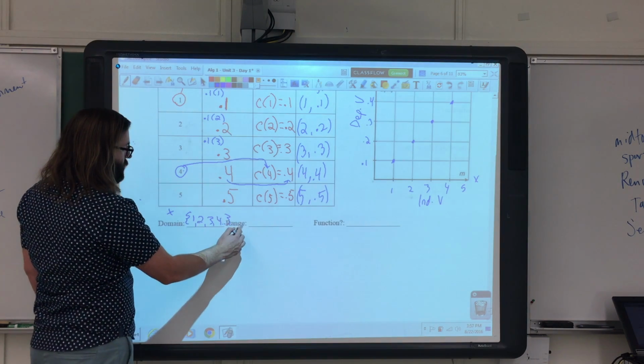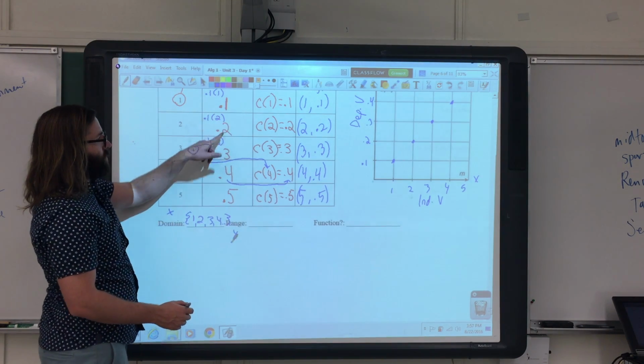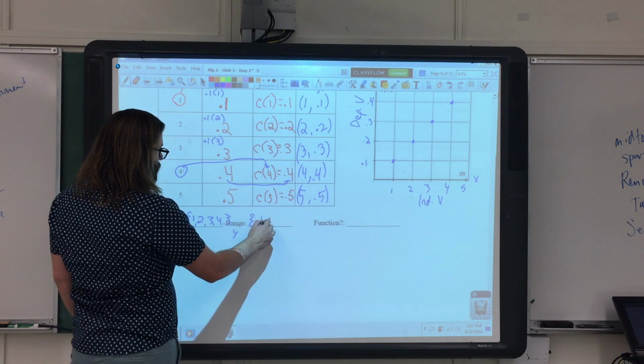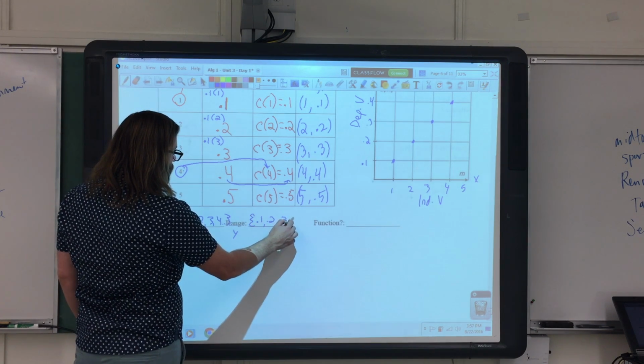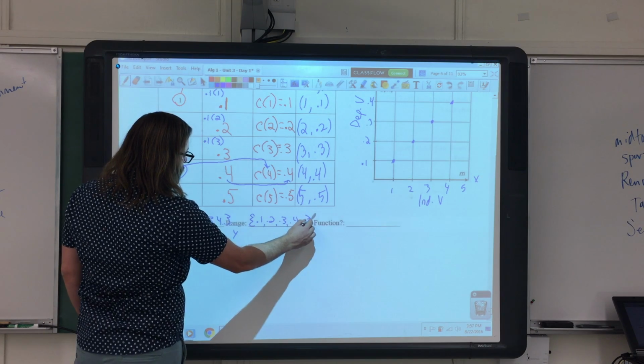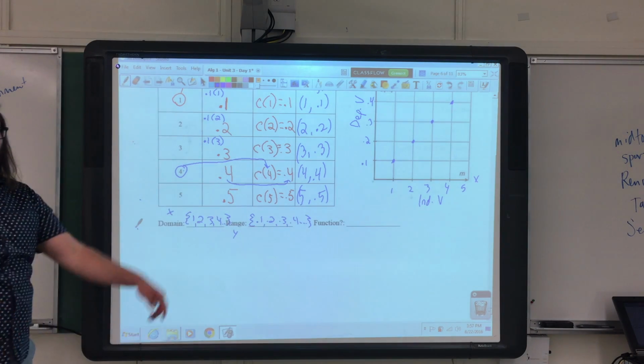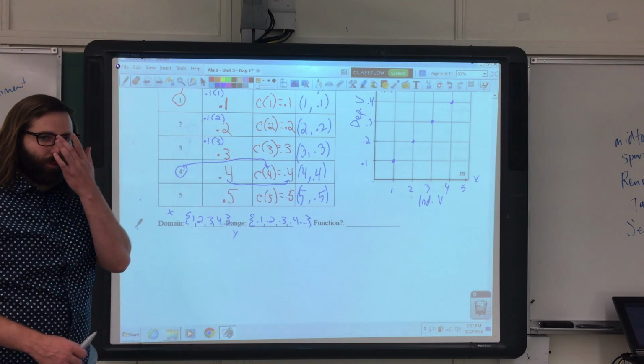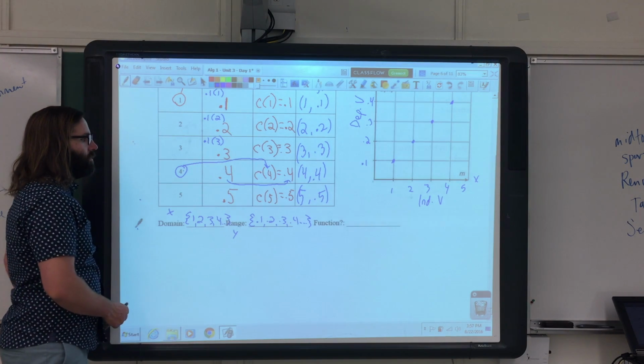For our range, we're going from 0.1, 0.2, 0.3, 0.4, 0.5. 0.1, 0.2, 0.3, 0.4, dot, dot, dot. It goes on forever until you run out of money, your parents run out of money, they're tired of paying your bills. Okay?